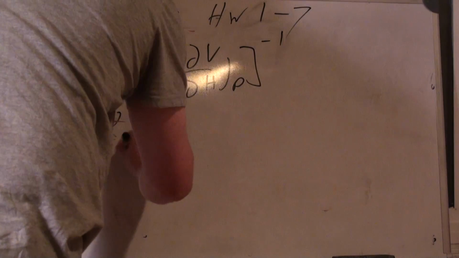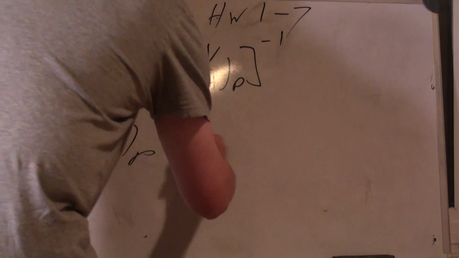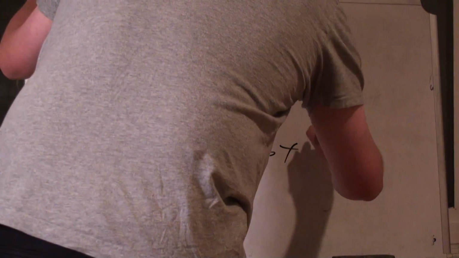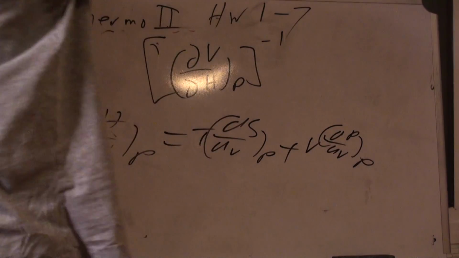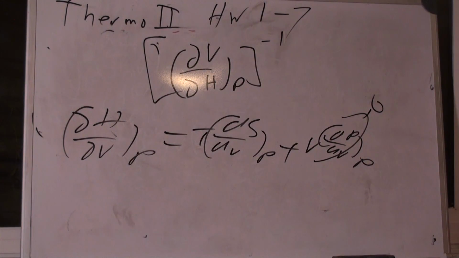So dH/dV at constant P. What do I do when I see an HTC in the dx place? I plug it in. So now I do T dS/dV at constant P plus V dP/dV at constant P. Well, that's equal to 0, because I keep P constant. So it's T dS/dV at constant P, and if you've been watching the other videos, I think, oh my gosh, that's the same exact thing I've been putting in all this other time, right? No, it is slightly different.